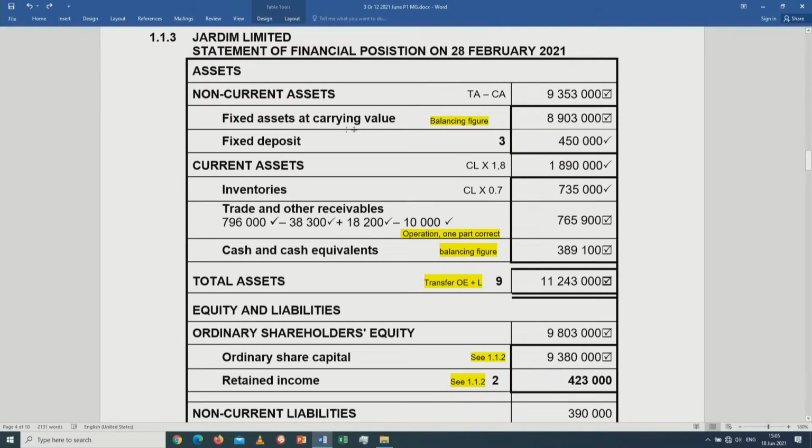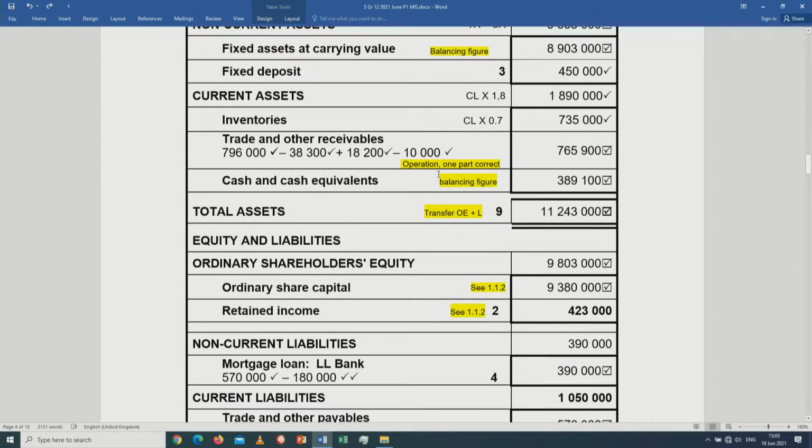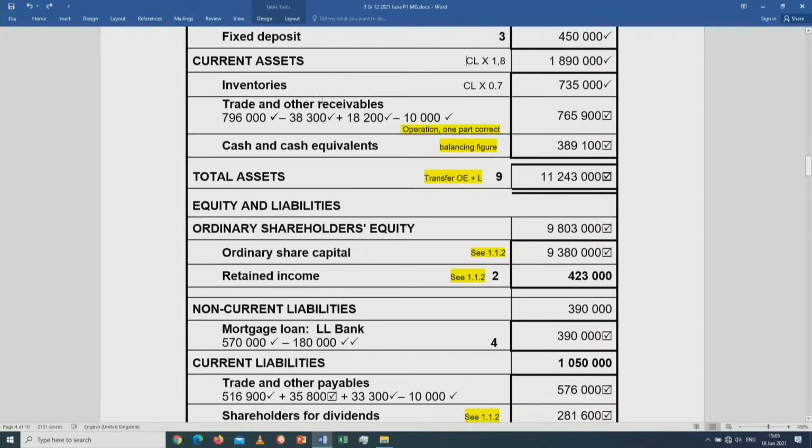Let's move to 1.1.3. The fixed asset is a balancing figure, so we'll come back to that. Fixed deposit 480,000, 450,000, it must be correct, 1 mark or 0. Inventories, we'll come back to that. Trade and other receivables, we need the workings in brackets.